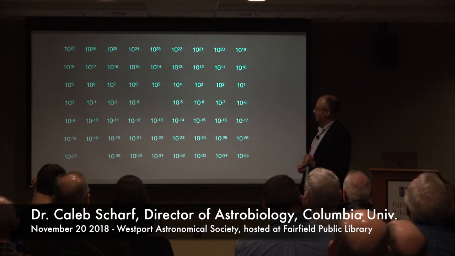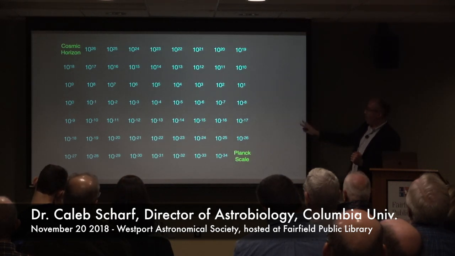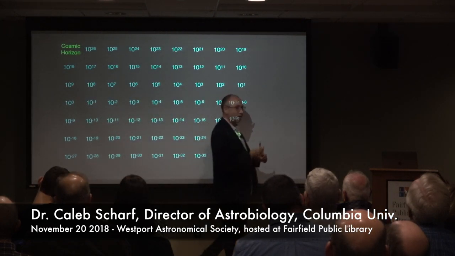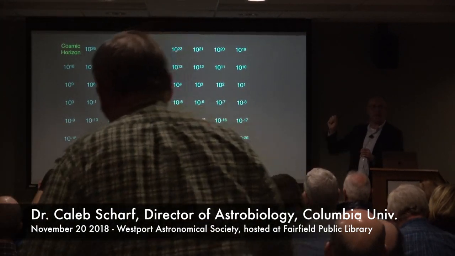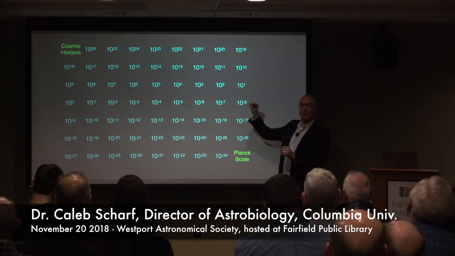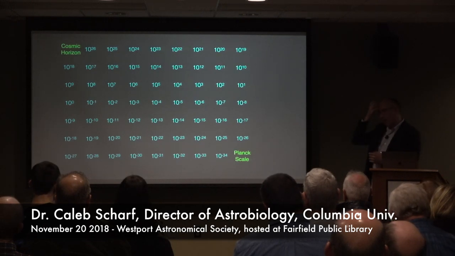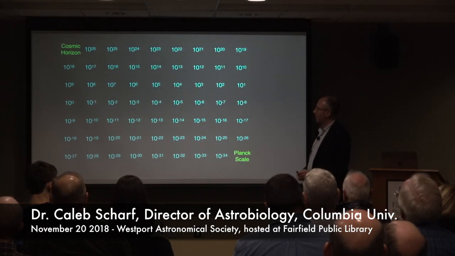Here they are. So what was up here, which I just replaced with cosmic horizon, was 10 to the power of 27 meters. So what we're looking at is scientific notation in units of meters of the 63 factors of 10, orders of magnitude of physical scale that I'm going to claim are in principle accessible to us. This is reality. It spans these 63 orders of magnitude of scale.